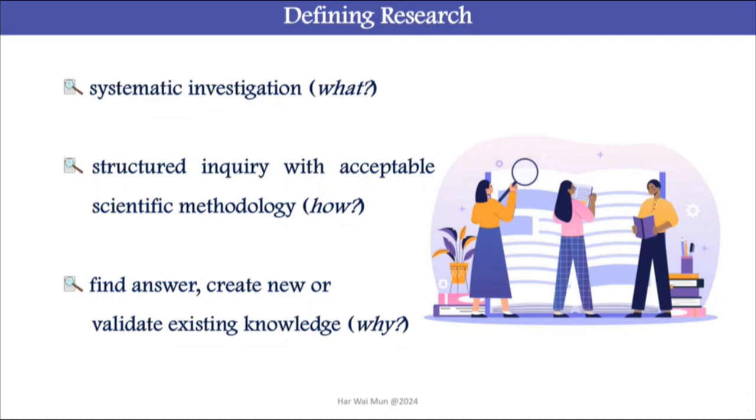Then you want to create new knowledge, right? Or you want to validate existing knowledge. For example, there's a theory, but this theory may have been formulated 100 years ago. Then it'll be different, right? For example, if you do international trade, you have the comparative advantage and absolute advantage theory. But that one may be 50, 60, 100 years ago, right?